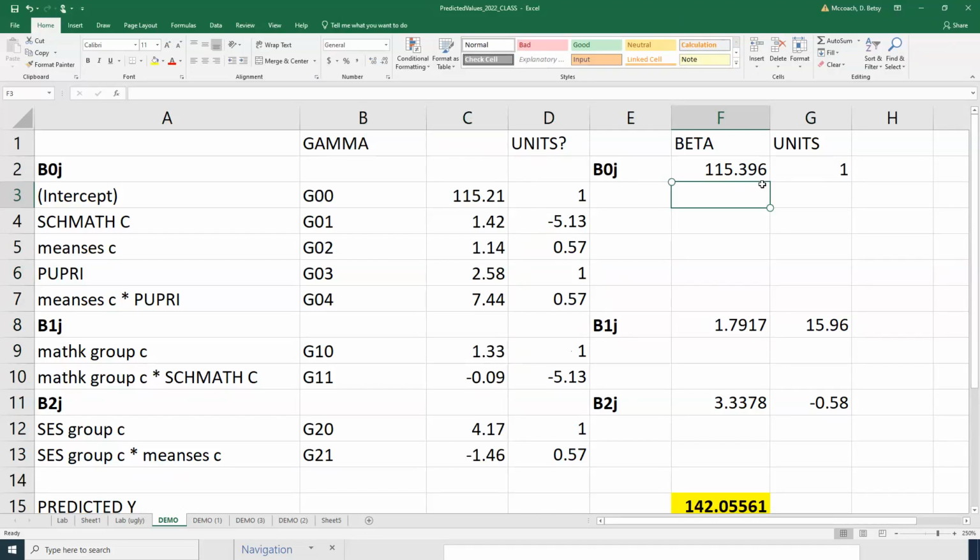Remember, with the cross-level, is that gamma 1 1? It was that cross-level interaction. So to come up with my beta sub 1J, I said take gamma 1 1 times negative 5.13, because that was the level 2, plus 1.33, which was the gamma 1 naught times 1. When I add those together, I get that beta 1J slope of 1.79, and I multiply that by 15.96, which here was the 2 times 7.8.